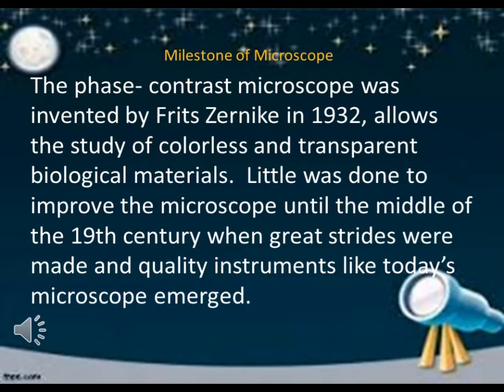The phase contrast microscope was invented by Fritz Zernike in 1932. It allows the study of colorless and transparent biological materials. Little was done to improve the microscope until the middle of the 19th century, when great strides were made and quality instruments like today's microscope emerged.